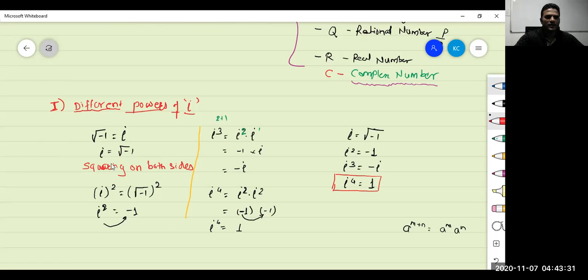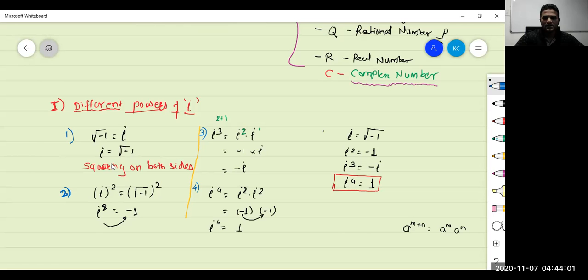For different powers of i, we took the first concept: root of minus 1 is i. Now we have taken squaring on both sides. From that we got the value of i square as minus 1. After that, i raised to 3 is i square into i, minus 1 into i, minus i. And next, i raised to 4 is i square into i square, minus 1 into minus 1, plus 1. i raised to 4 is plus 1.